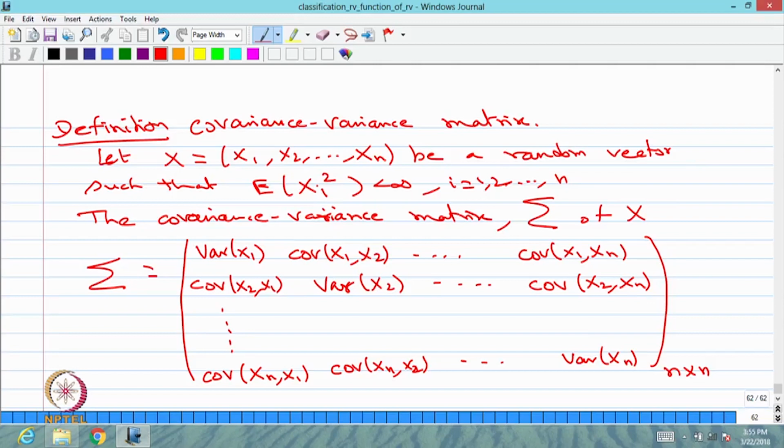By using the property that covariance of x comma y is same as covariance of y comma x, you can conclude this matrix is a symmetric matrix. All the diagonal elements are the variance, that is nothing but covariance of xi with xi. Therefore, it becomes a variance of xi.